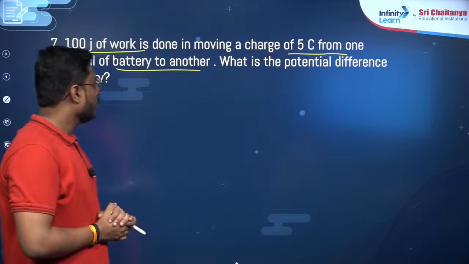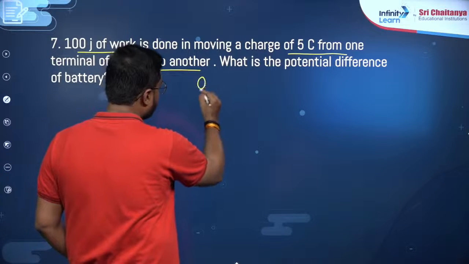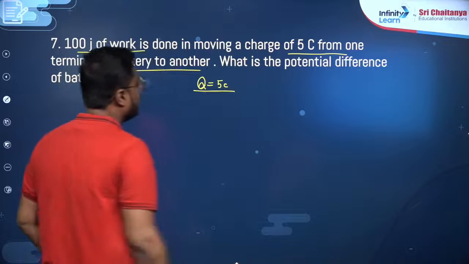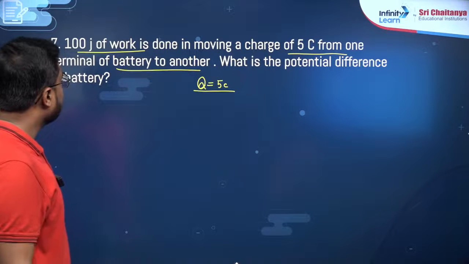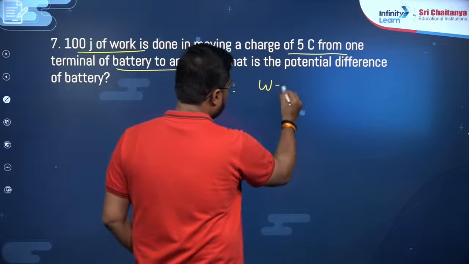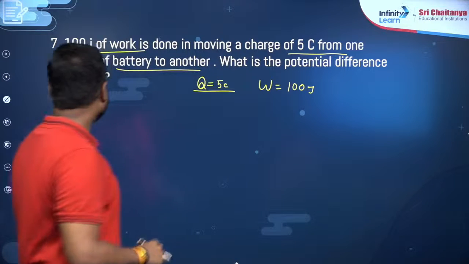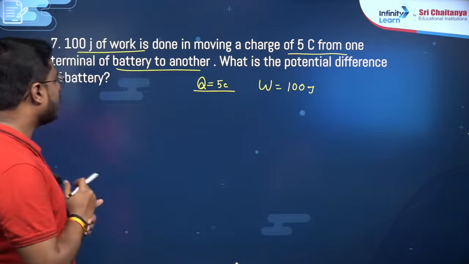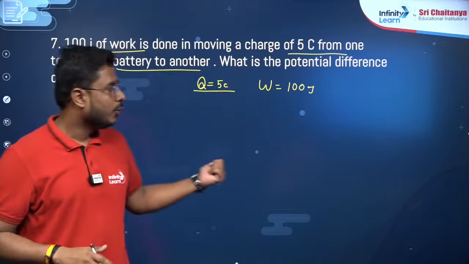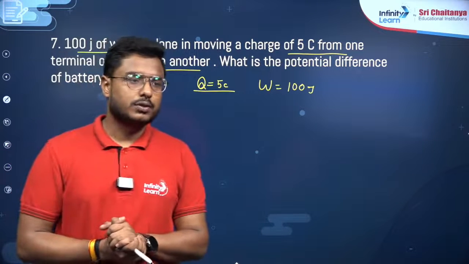So now, what is given? First, you need to note down the charge is given to you, which is 5 coulomb here. Second thing, 100 joule of work done is given. What they are asking you: what is the potential difference of the battery? Very simple and easy question, just formula based. You have 30 seconds to solve this question. Quickly solve and tell it to me in the chat box.